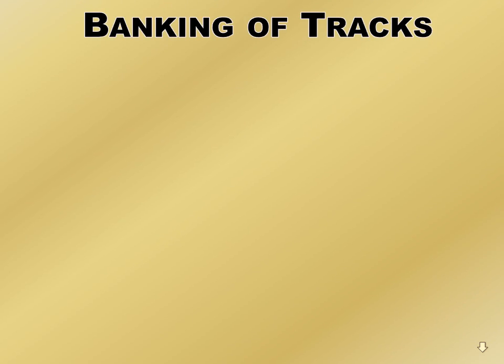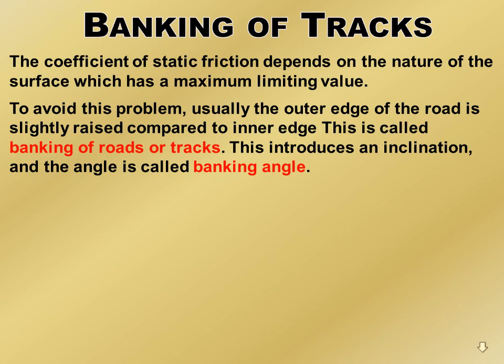Next one, banking of tracks. You might have learned about this banking of tracks in your junior classes also. In a leveled circular road, skidding mainly depends upon the coefficient of static friction, that is mu s. The coefficient of static friction depends on the nature of the surface, which has a maximum limiting value. That means the nature of the road or the track.